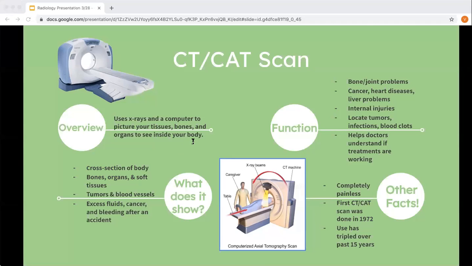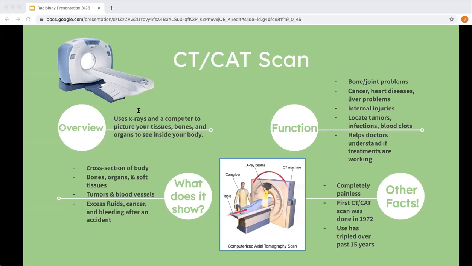CT or CAT scans are extremely helpful for many things, like locating bone or joint problems, spotting cancers, heart diseases, and internal injuries like bleeding. Additionally, they help us locate tumors, infections, excess fluid, and blood clots. Finally, doctors use these scans to help understand if the treatments they're giving are working and helping by seeing if there's progress. These scans show a cross-section of your body, and you can see your bones, organs, and soft tissues more clearly than a normal X-ray.